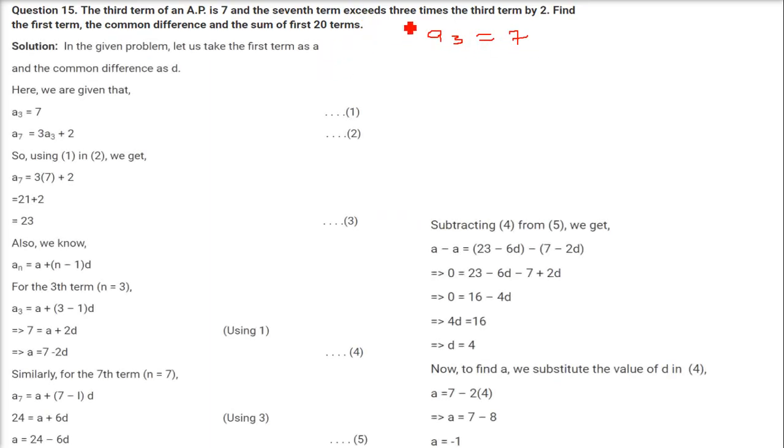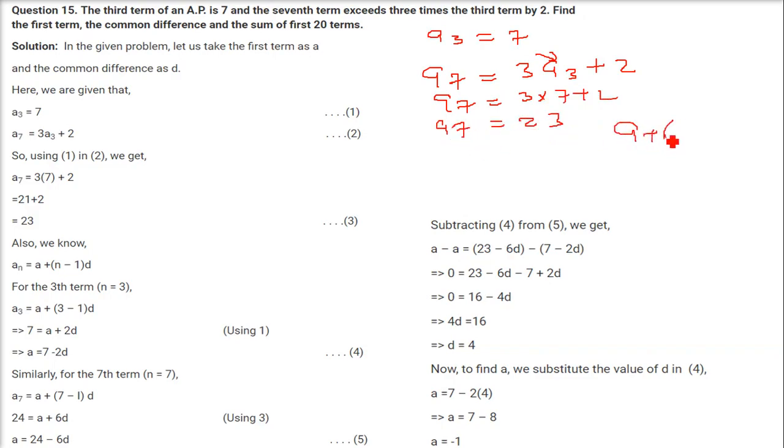The third term of an AP is 7. That is, A3 is 7. And the 7th term exceeds 3 times the third term by 2. So A7 exceeds 3 times the third term by 2. Since A3 is 7, we can just use A3 here. So A7 will be 3 into 7 plus 2. 7 3s are 21, 21 plus 2 is 23. So A7 is 23.